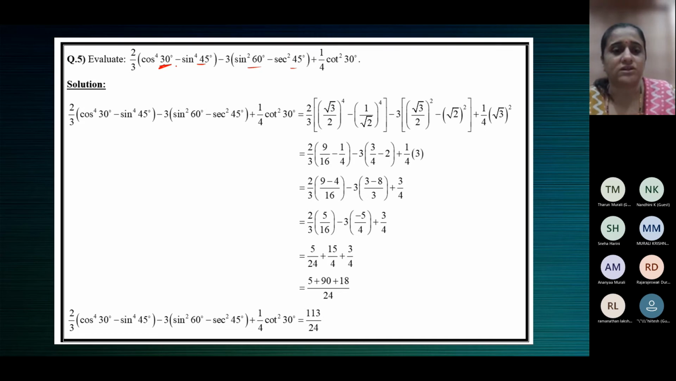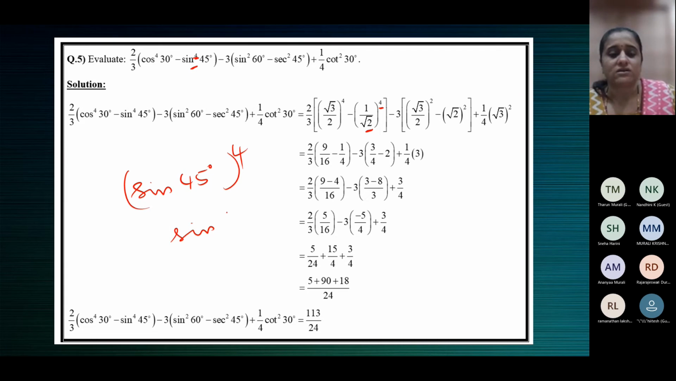So here you can see cos 30 degrees is root 3 by 2, and cos 30 degrees to the power 4. That means whatever is the value, raise it to the power 4. Here the power is 4, power 4, power 2, power 2. So whatever is the value, write the value and raise it to the power 4 or the power 2. Whatever is the value of sine 45 degrees, write it out and raise it to the power 4, because this is nothing but sine 45 degrees, the whole power 4. That is what is written like this.